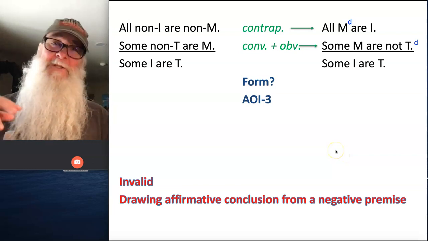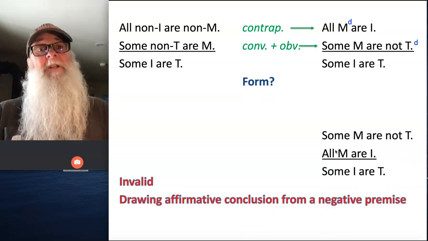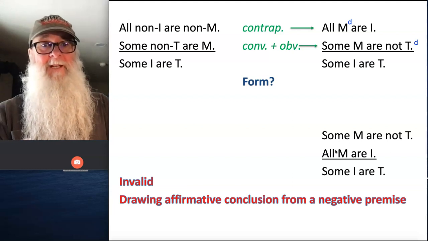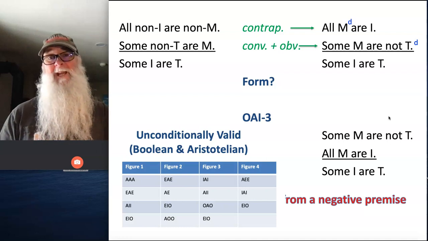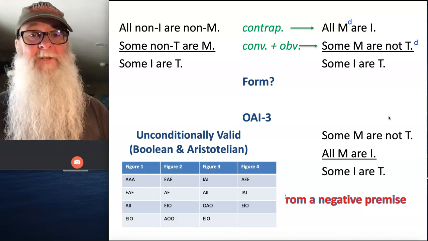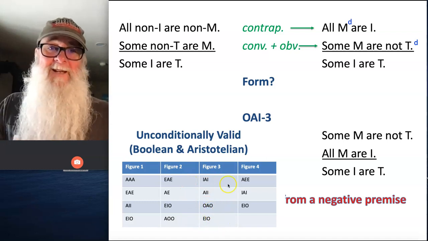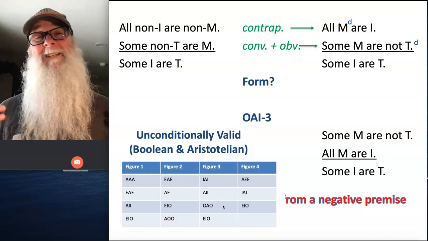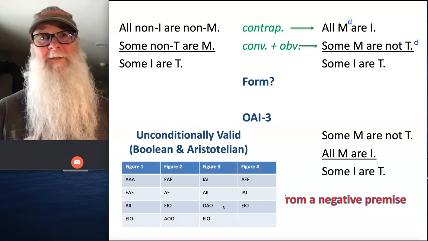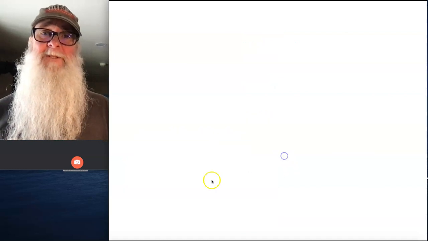So in order to determine the form of this argument correctly, we're going to have to flip our premises, okay? And then once we do that, we say, aha, no, the argument's form is actually OAI in figure 3. And when we look at our unconditionally valid forms chart, we do not see that mood listed there. So the argument is invalid because it has an affirmative conclusion being drawn from a negative premise, a violation of rule number 4.